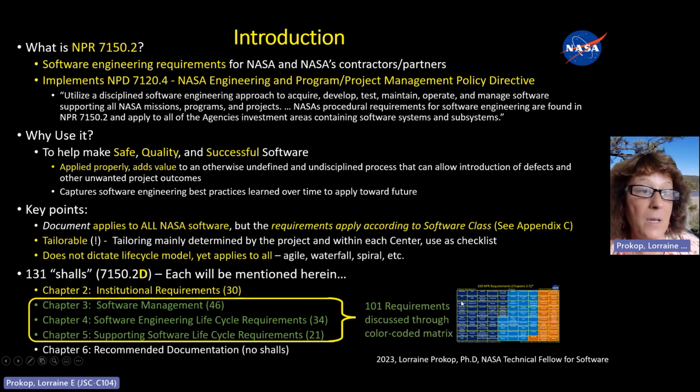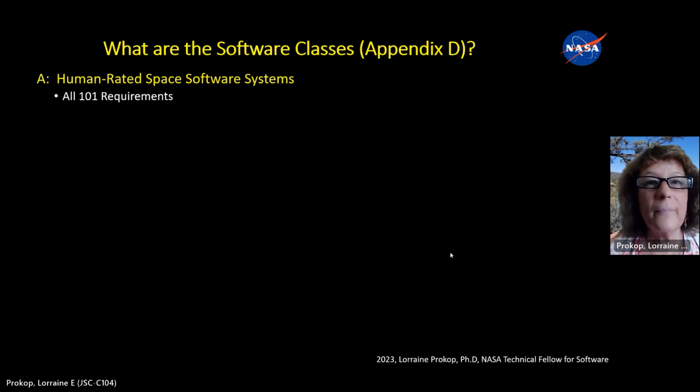But the meat of this document is in chapters 3, 4, and 5, which has all the rest of the shalls. There's 101 requirements in all those. And my intention, like you see on this thumbnail, is to go through each one of these quickly and in groups to gain an understanding of the entirety of this document and what software projects should consider. And then I'll go over recommended documentation and tailor it specifically for small projects.